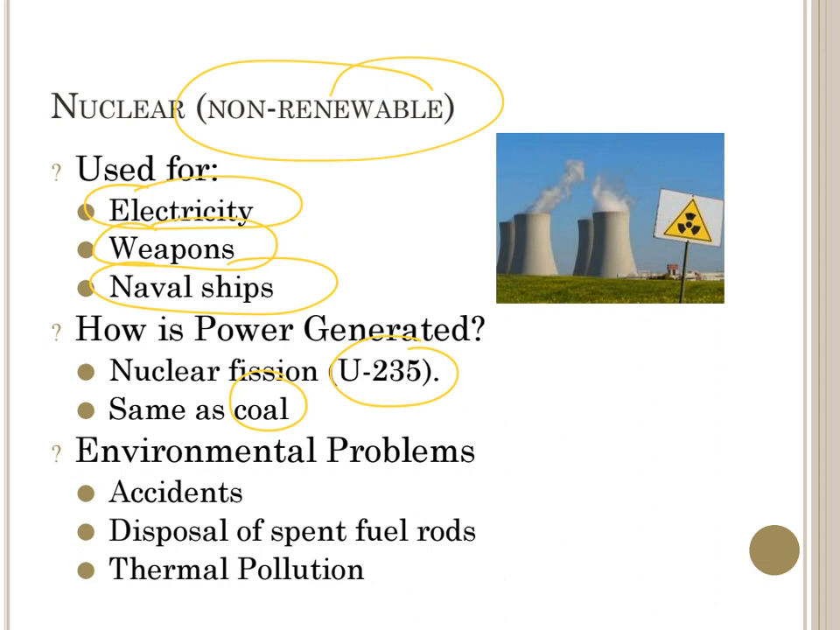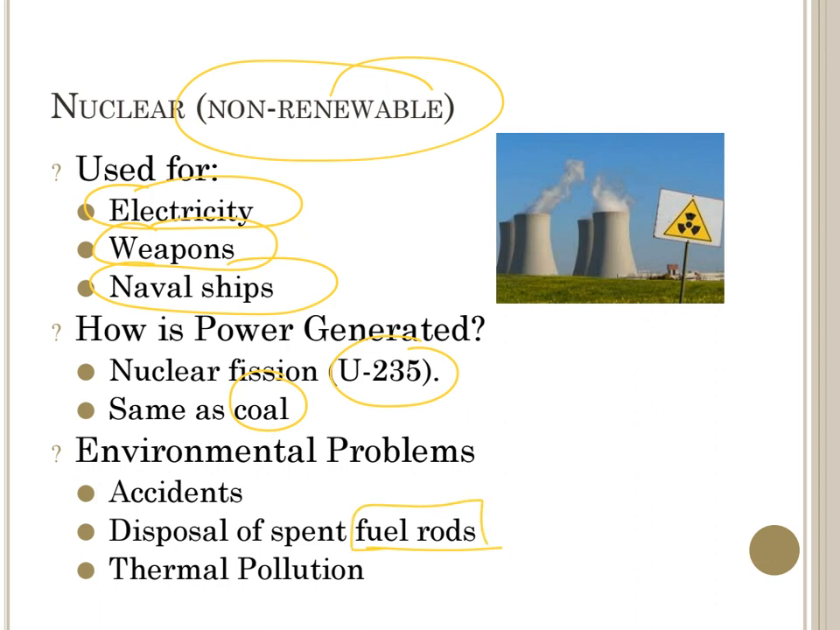Our main environmental problems are accidents. So there's been three in the world: Three Mile Island, Chernobyl, and Fukushima. We went over those already. Disposal of spent fuel rods. So what do we do with these fuel rods when we're done with them and we can't use them anymore? They are still radioactive. So what do we do with them?